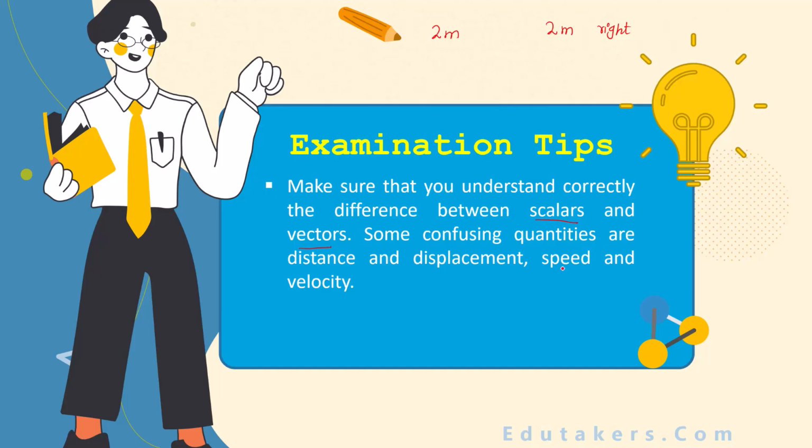After that, there are speed and velocity. Both of these are again similar, but speed is a scalar because it has only magnitude and unit. But velocity is a vector quantity because it has magnitude, unit and direction. So you don't need to be confused between these quantities, whether they are scalars or vectors.